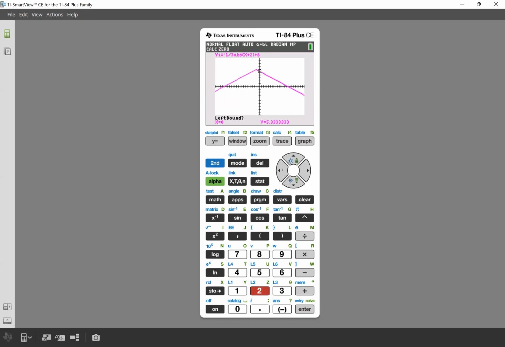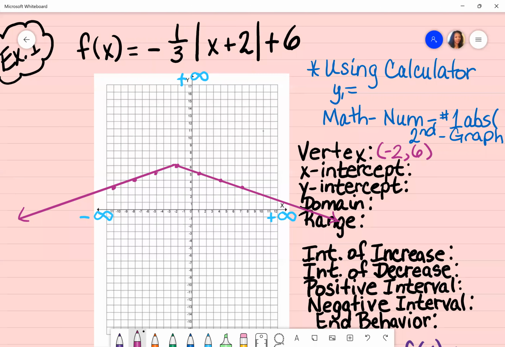And where it says left bound, I'm using my left and right arrows only, not my up and down. So anywhere below where I'm trying to actually find my value, which is on the x-axis, I can just go below anywhere and click enter. Now it asked me about right bound. So I want to go anywhere above where I'm looking for an answer and hit enter two times. It will tell me that my zero is located at -20 and 0. So I'm going to write that down for my x-intercept because, again, zero does mean x-intercept.